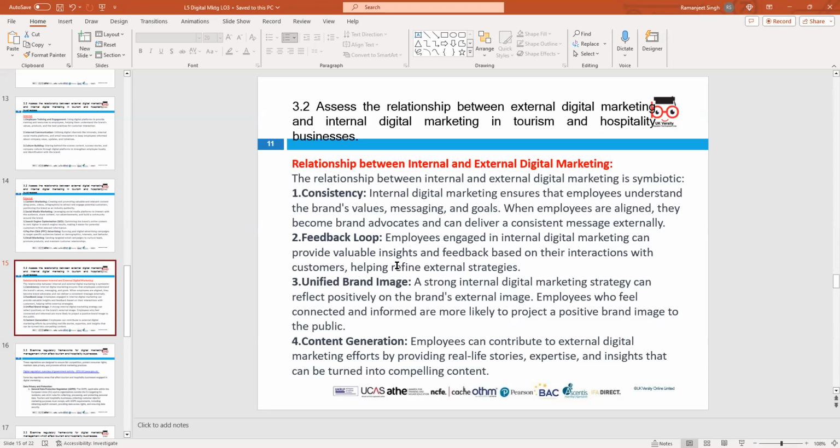The third factor is to build up the brand image. What brand image means is that when people internally are good at providing information to the external world, they positively reflect the image of the organization. Do you understand? If the people inside are competent, informed and well connected, they are more likely to portray a positive image of the organization to the customers, to the public, to the outside world.